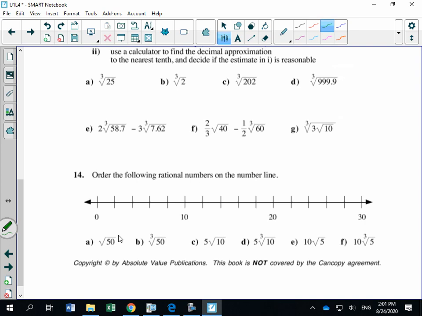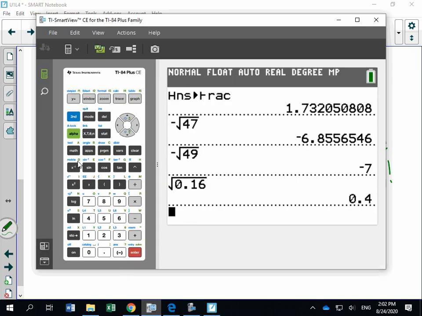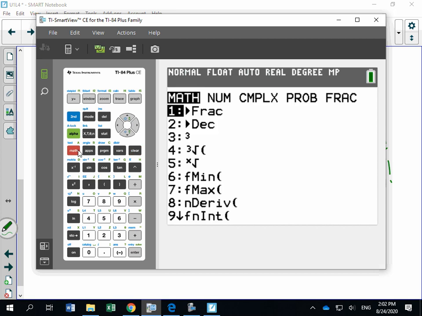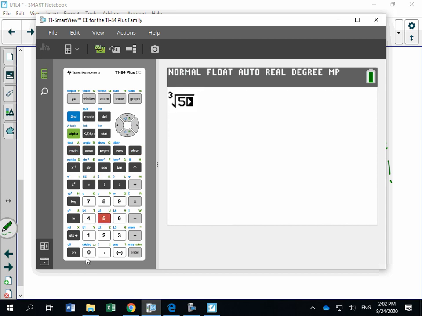So I want you to do 14, and I want you to think of money. Oh, I might have to show you a couple things for this. Actually, yeah, you know how to enter the cube root of 50. So just to show that again, I'm going to clear this. Math button, number 4, cube root of 50. How much money is that? $3.68.